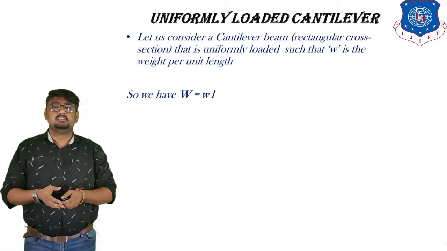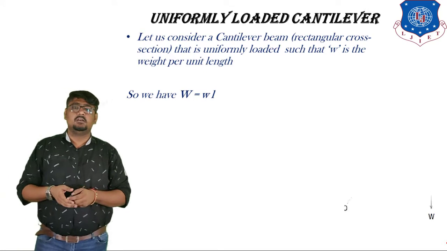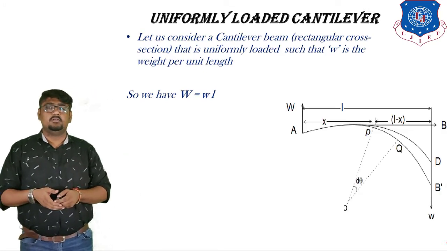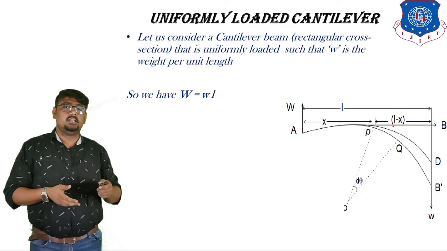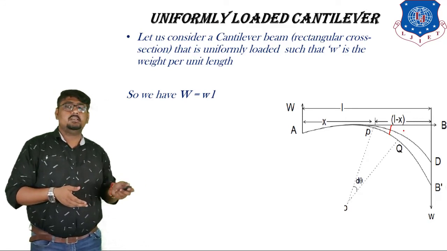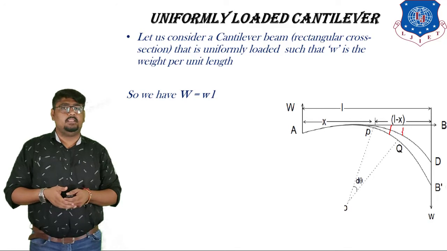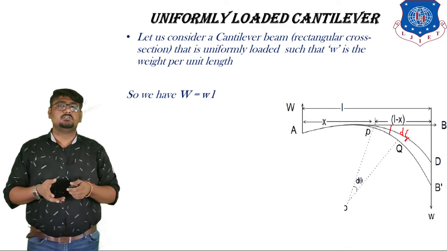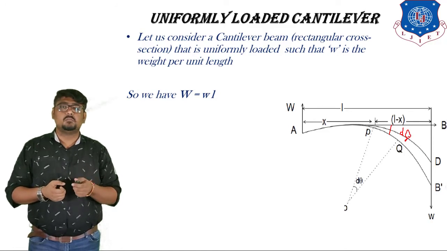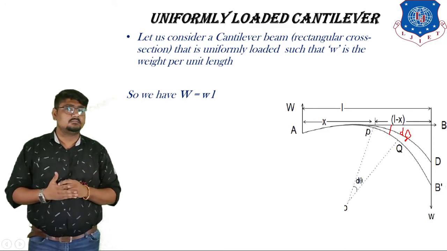Understand? So let's move further to the topic of cantilever beam loaded uniformly. Let us consider a cantilever beam as shown in the figure, which is loaded uniformly, such that w is the weight per unit length. So in all, the total weight is capital W equals small w into L.